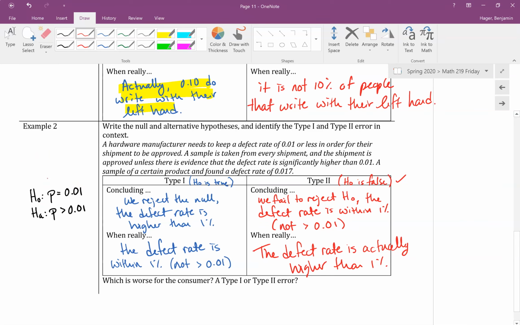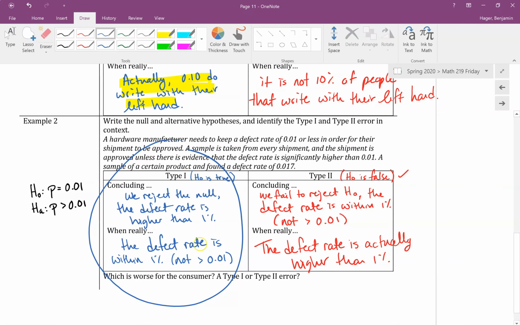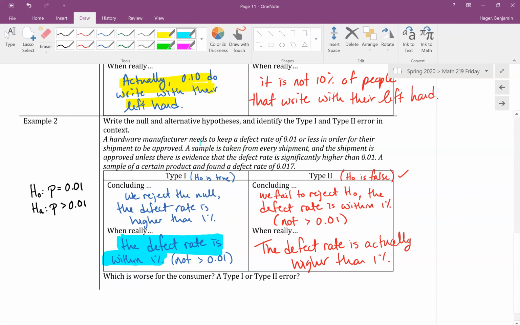So this question says, which is worse for the consumer in this case, a type 1 error or a type 2 error? Well, let's think about the type 1 error. In reality, the defect rate was within 1%. So in other words, the parts were good. It was okay to be shipped. They ended up not shipping it out because they made the mistake and thought that the defect rate was higher than 1%. So they chose not to send the products when actually they were okay to be sent. That hurts the company. That doesn't hurt the consumer. It just means that the company had products that were okay to send and they didn't send them, thinking that they were not okay.